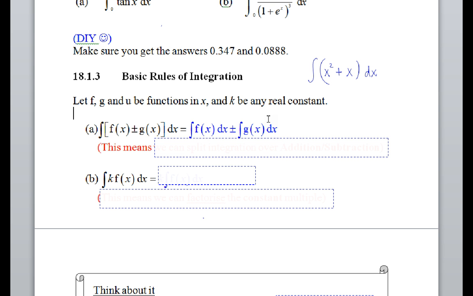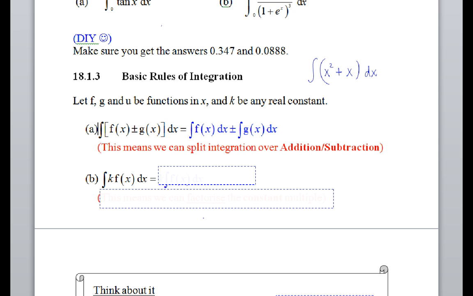Whether this is plus or minus, it will still work. Some of you will like words, so it just means that I can split the integration over addition and subtraction. Can you do it for multiplication? You think about it. So that means if I have two terms added together, I can split the integration up.